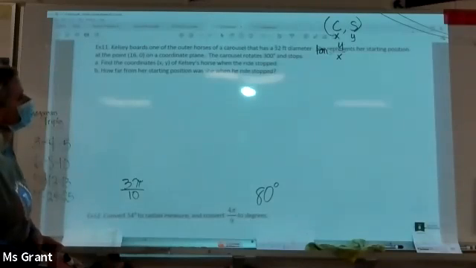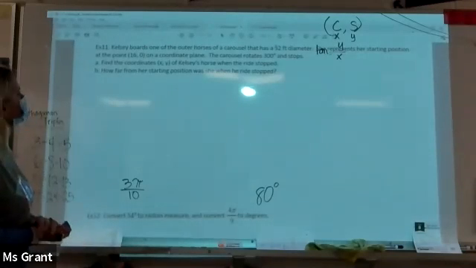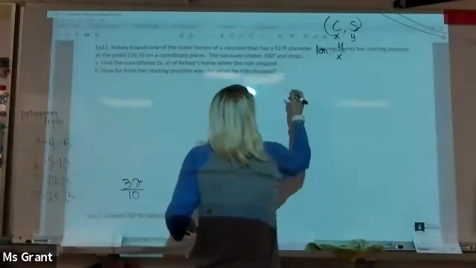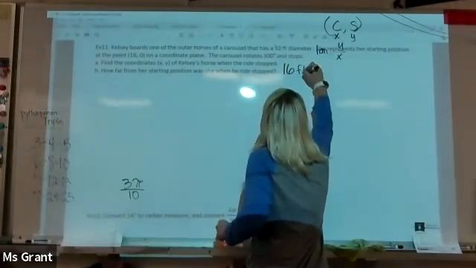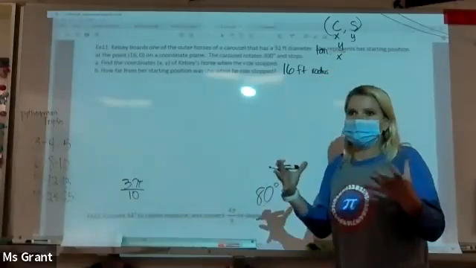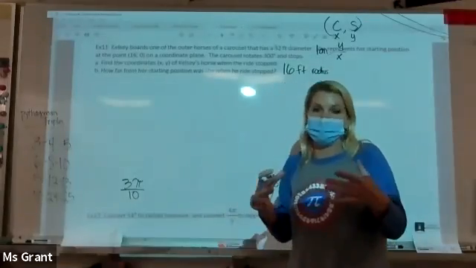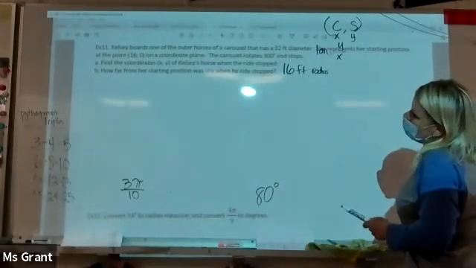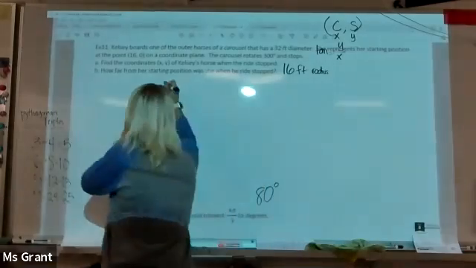Okay. Now, we're going to go back to 11. I got to draw this out. Kelsey boards one of the outer horses on a carousel. So this is on the outside. The carousel has a 32 feet diameter, which means it has a 16 feet radius, right? You just look at the information and ask, what do I need to know? Well, I need to know the radius. She represents her starting position at the point 16, 0.